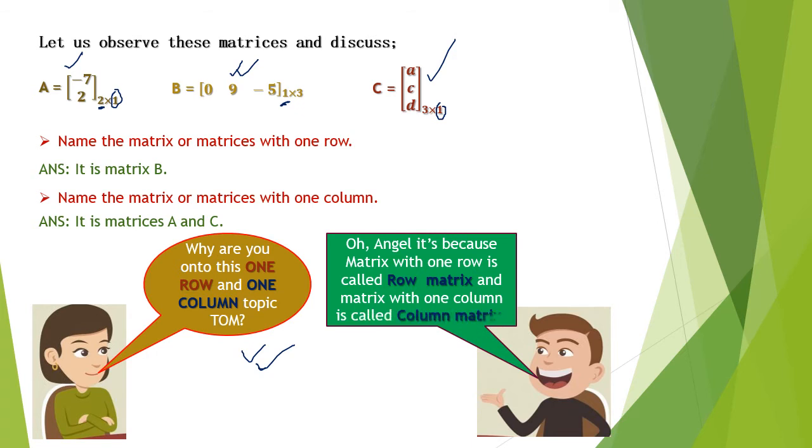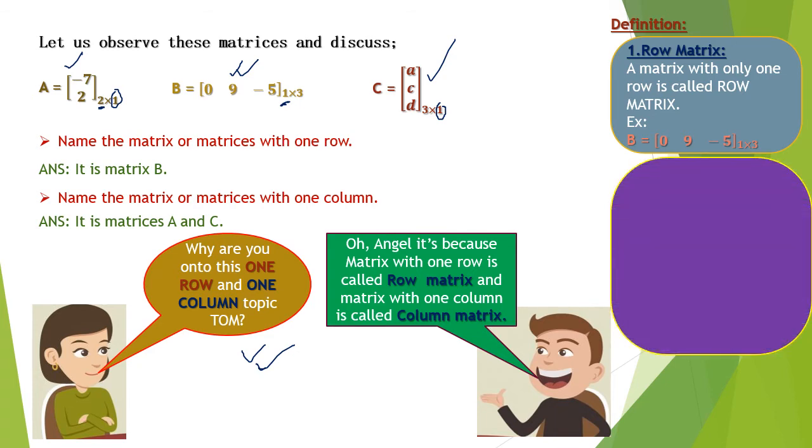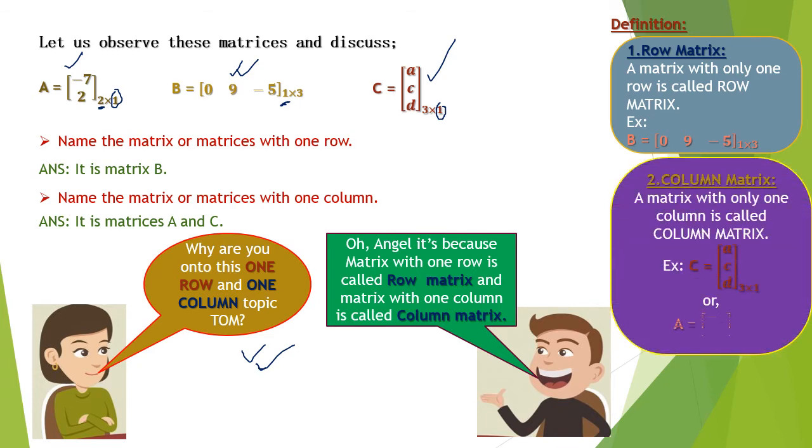Now, there is a definition. We are on the first and second type of matrix. Definition, row matrix: a matrix with only one row is called row matrix. You can see the example. And column matrix: a matrix with only one column is called column matrix. Matrix C or matrix A, both are column matrices because they have only one column. So this concludes our first two types of matrix. You can pause the video, write and note it down.